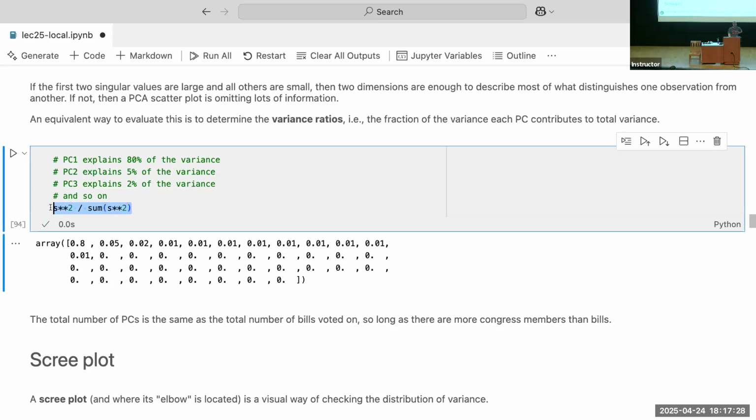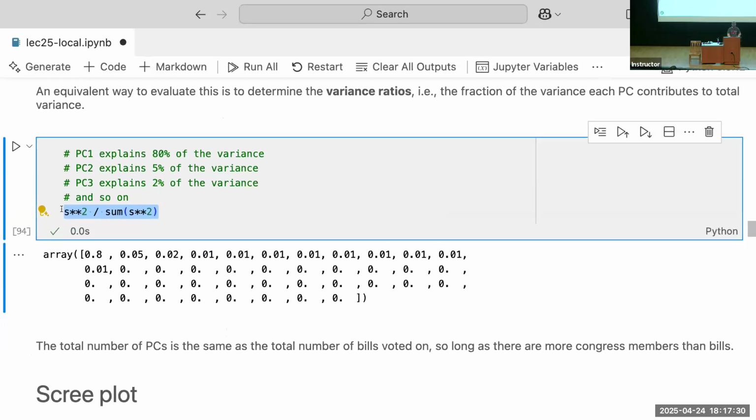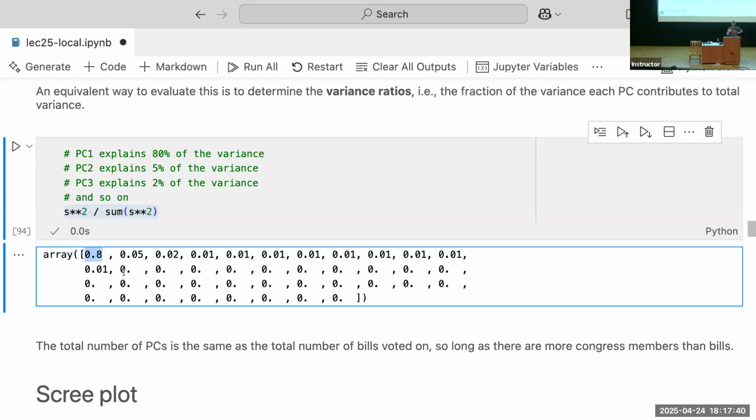And so we're going to do that computation that you all figured out in the Slido, where you square each of the singular values and then divide by the sum of squares to get the proportion of variance explained. You can see that PC1 explains 80% of the variance. PC1 alone is doing a lot of work. PC2 is 5%, and then it sort of dips off after that.